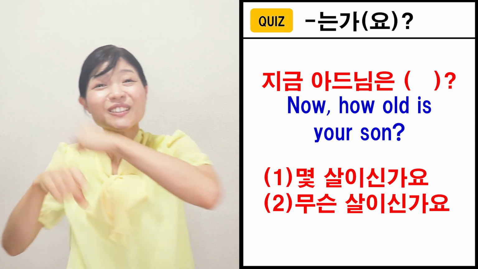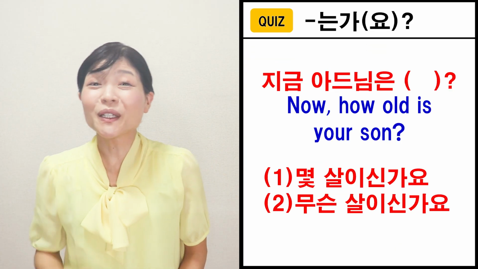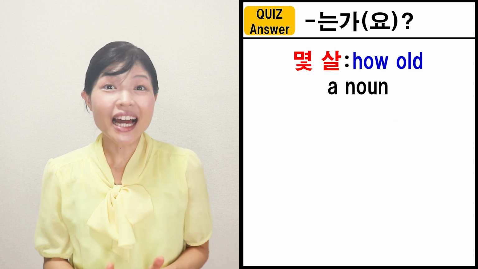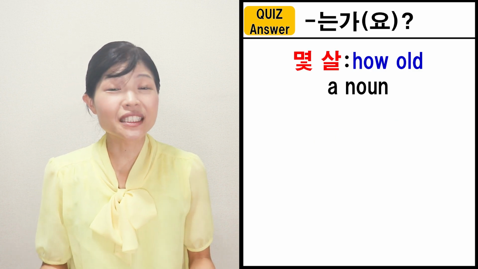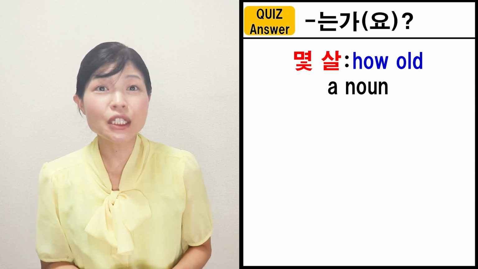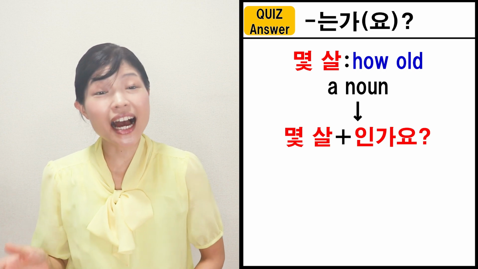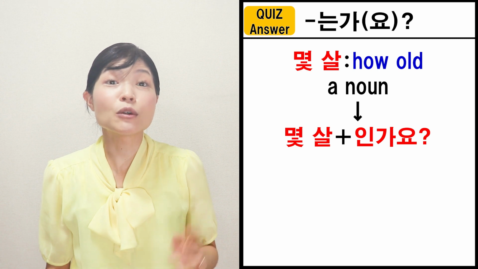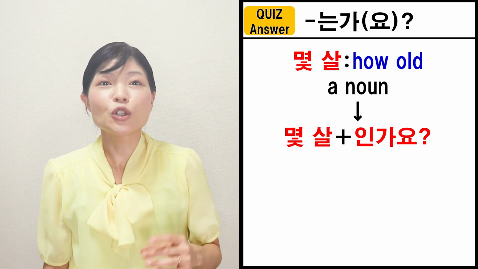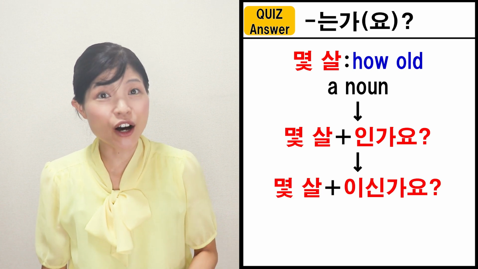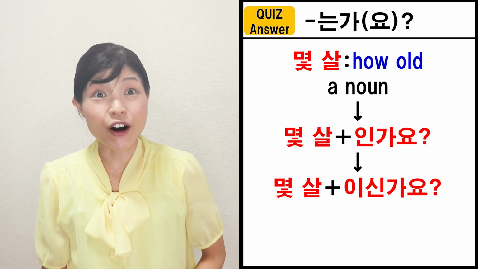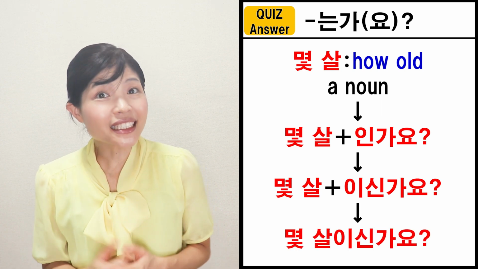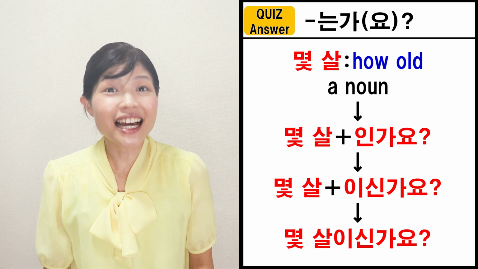The correct answer is number 1. 몇 살 means how old. Since this is a noun, you will attach 인가요. However, this sentence uses the respectful form, so you will say 이신가요 instead of 인가요. Therefore, 몇 살이신가요 is the correct answer.